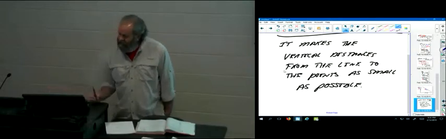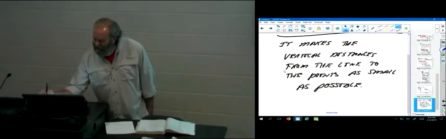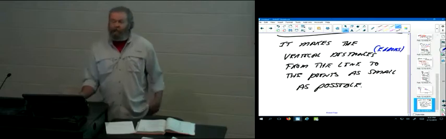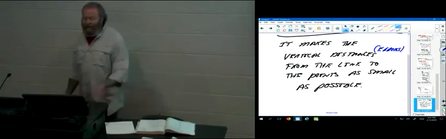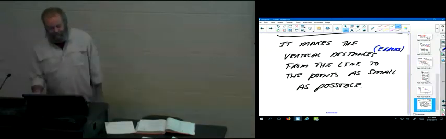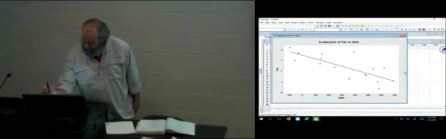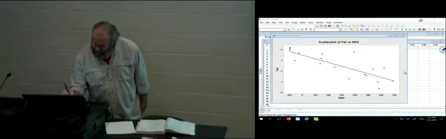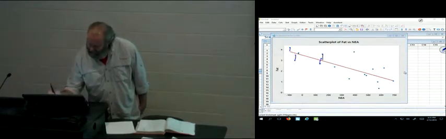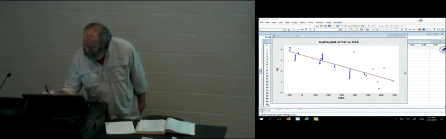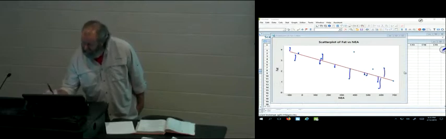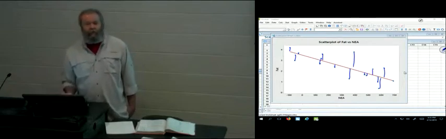Now, when I talk about these vertical distances, these are really errors that the line is making when we're trying to fit the line to the data. And so, what does that mean? You see all these guys here? That's a vertical distance. Those are errors. Any point that doesn't lie exactly on the line, or any point that the line doesn't pass exactly through, gives us one of these vertical distances. It gives me an error in my prediction.